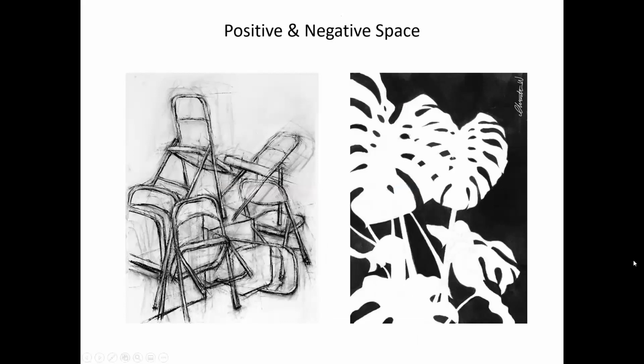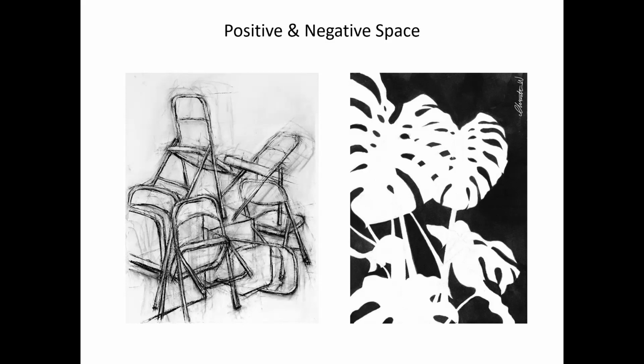So you heard me mention that we can focus on drawing the negative space. So what do I mean by this idea of positive and negative space? Well, typically when we refer to positive and negative space in art, the positive space is whatever's making up whatever it is we're drawing from observation. So for example, the positive space of this drawing on the left-hand side is the chairs, whereas the negative space is going to be the white area around the chairs.